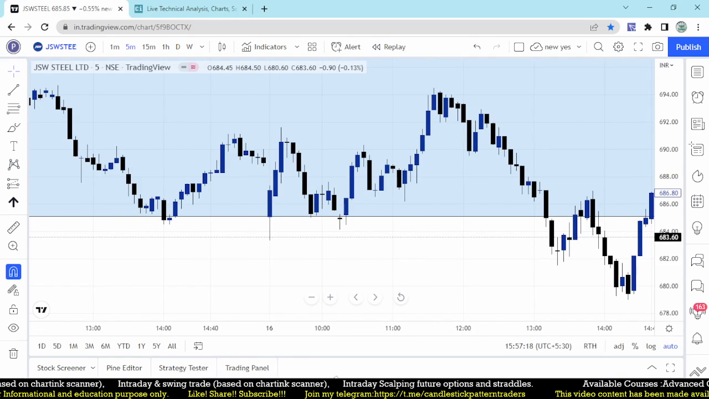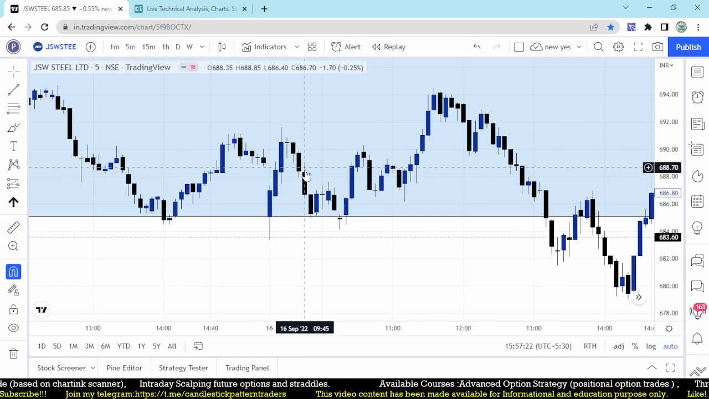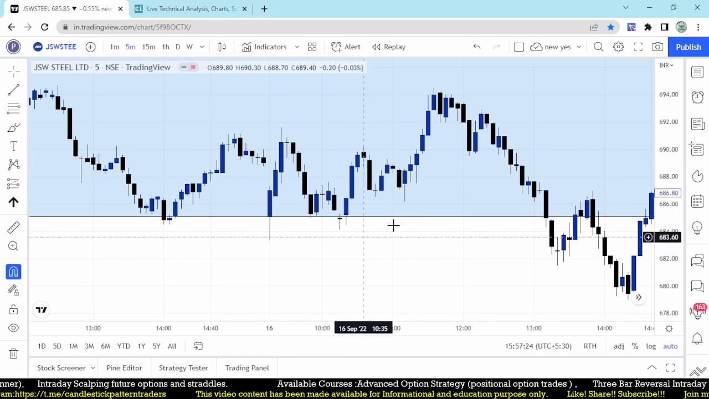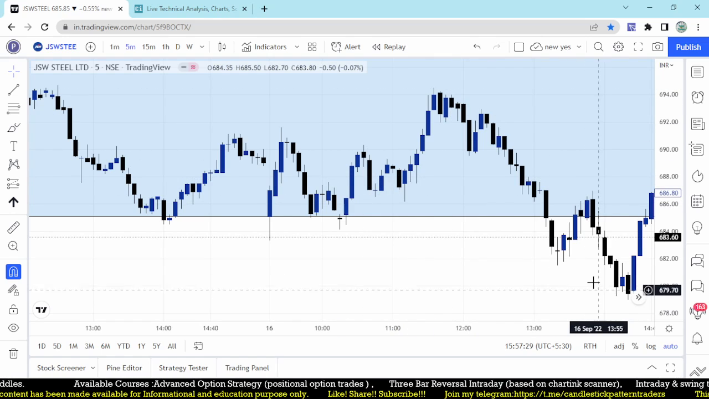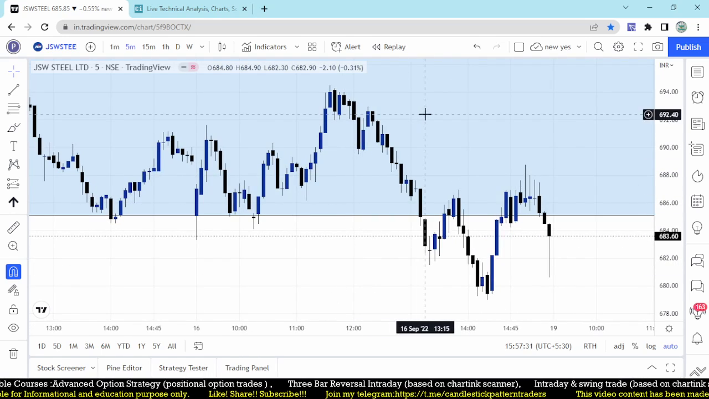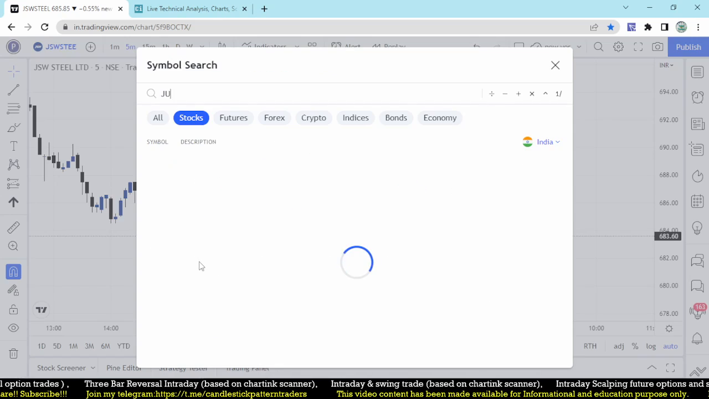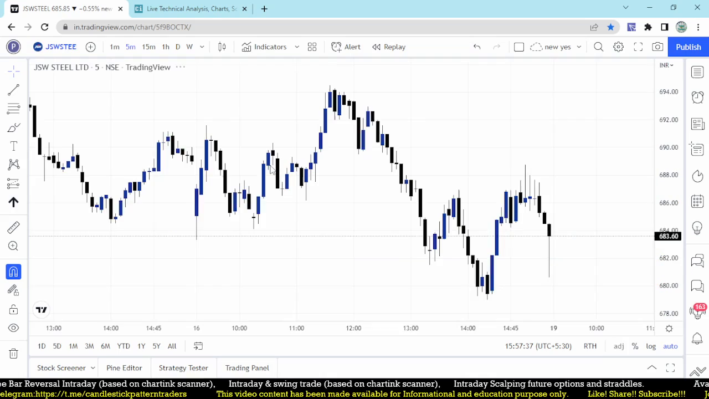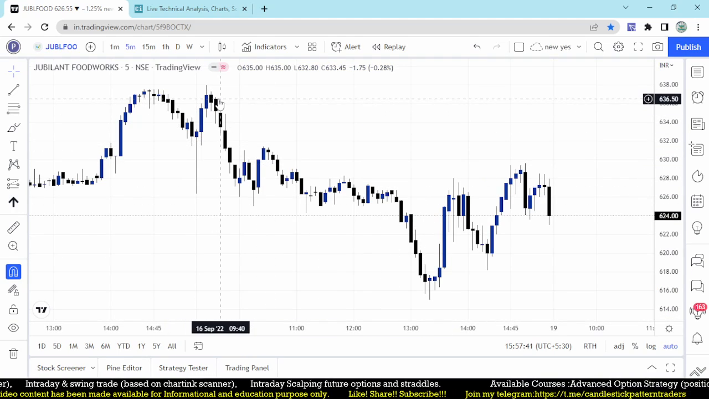Here you can see the opening of yesterday: initially it went higher, then started falling down, and finally it went higher again. So let me remove that. What I'm going to show you is Jubilant Food. Let's look at this, a good move.